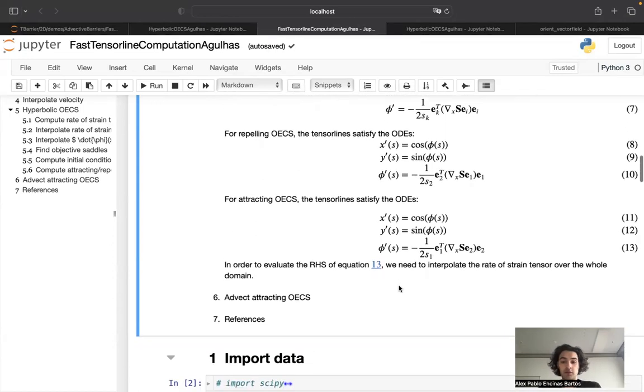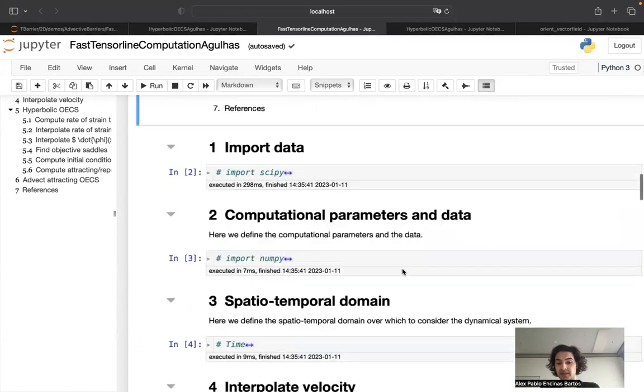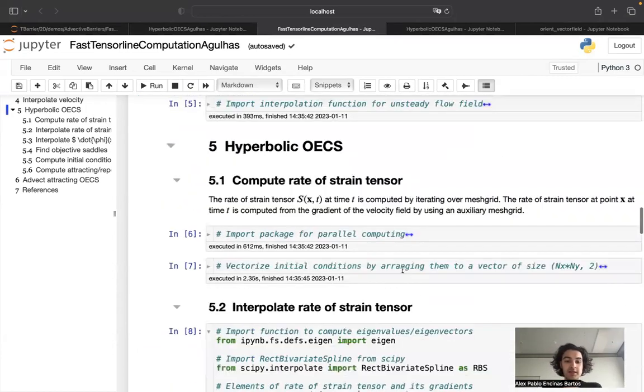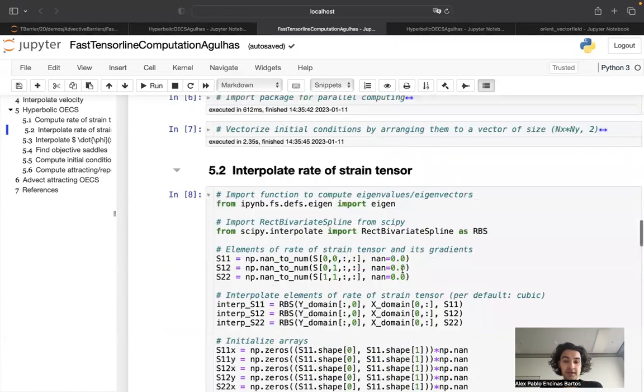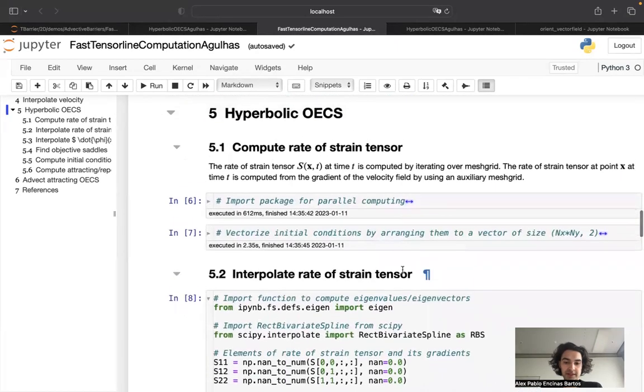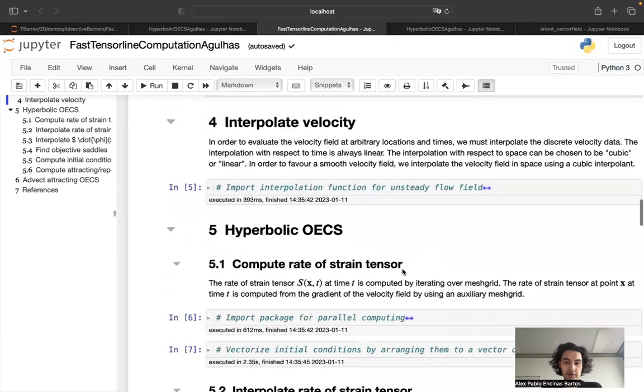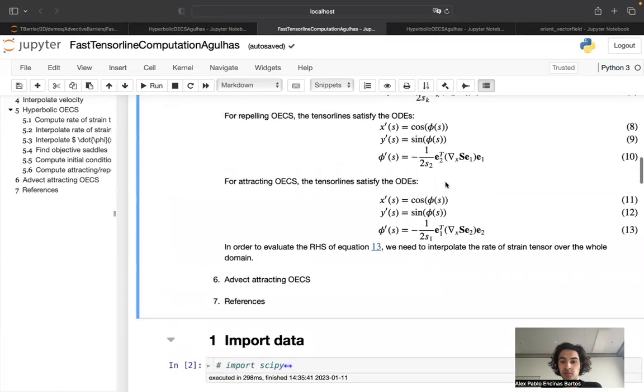So that's basically it. We need to find tensor lines, and then we need to solve this ODE with the appropriate initial condition to get the tensor lines, so to get the corresponding hyperbolic OECSs. If you do this, one crucial step here is that you need to come up with an interpolant for the right-hand side of these equations, right? So you need to find an interpolant for phi prime.